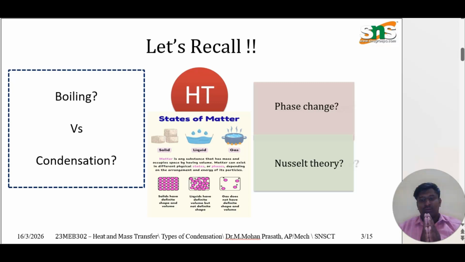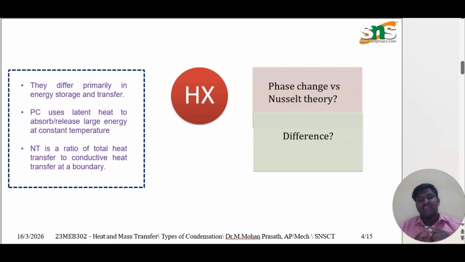Before going into the concept, first you want to know about the difference between phase change and Nusselt theory. Phase change has two types, boiling and condensation. But Nusselt theory was mainly developed for analyzing the heat transfer which occurs in condensation. The phase change and Nusselt theory differ primarily in energy storage and transfer. Phase change uses latent heat to absorb or release heat from a body at a constant temperature. Nusselt theory is a ratio of total heat transfer to conductive heat transfer at a boundary level.